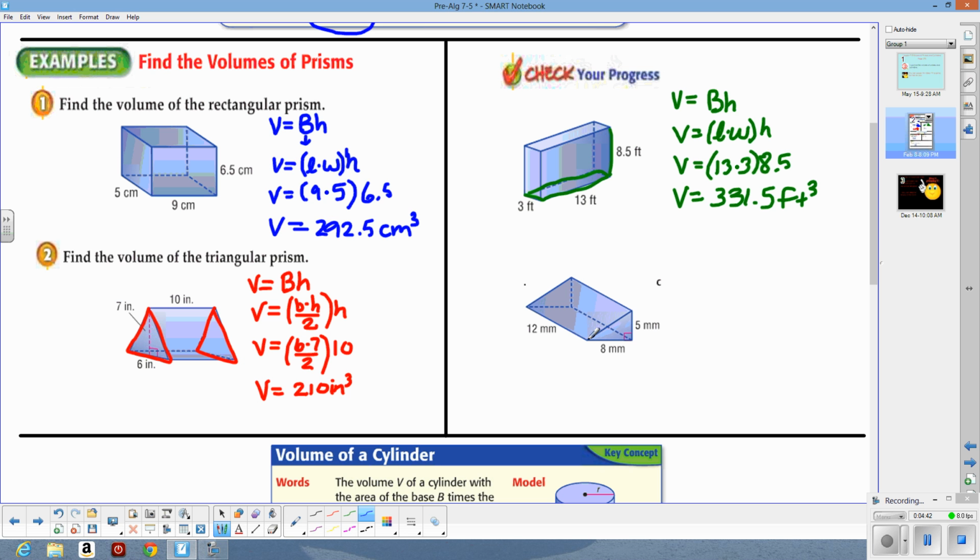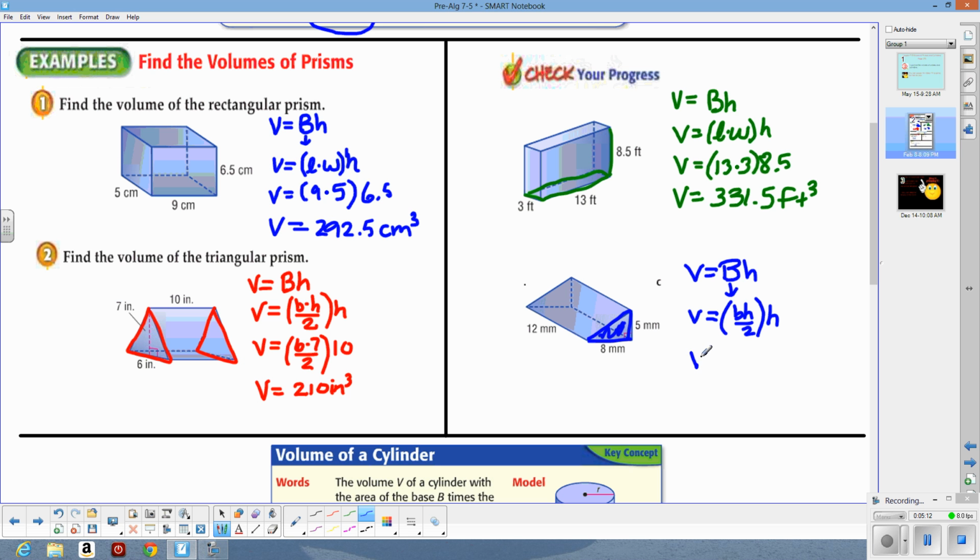Next, we have a triangular prism again. Here's the base. It is not the rectangle that it's sitting on. It's this triangle right here. So the volume is equal to big B, or the area of the base, times the height. And since the base is a triangle, we're going to write base times height of the triangle divided by 2, and then that answer times the height of the prism.